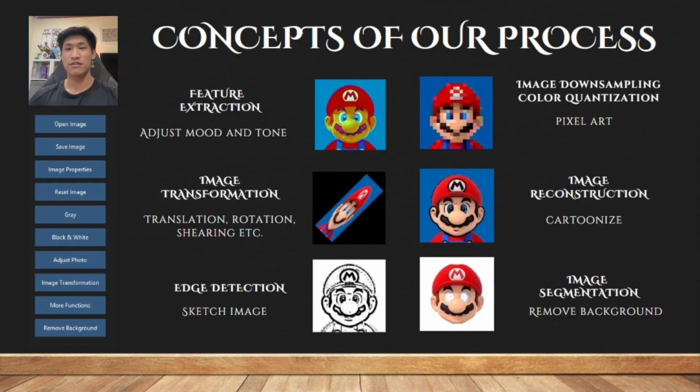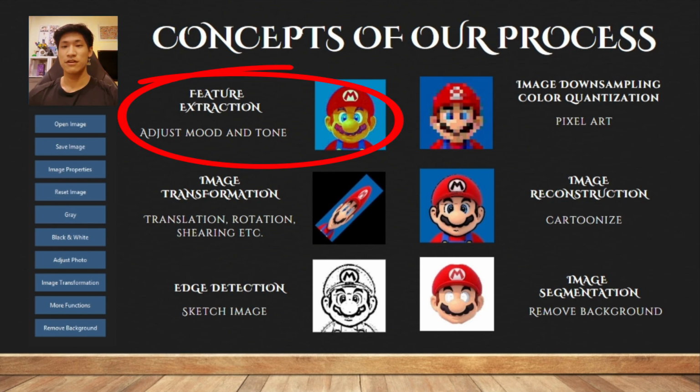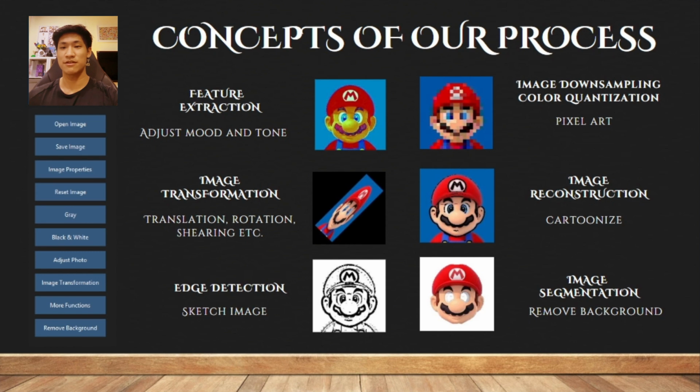Our image processing software is built around 6 key techniques: feature extraction, image downsampling, image transformation, image reconstruction, edge detection, and image segmentation. Feature extraction allows us to adjust the mood and tone of an image by modifying its key characteristics. This can be useful for tasks like enhancing contrast, applying filters, or detecting specific objects within an image.